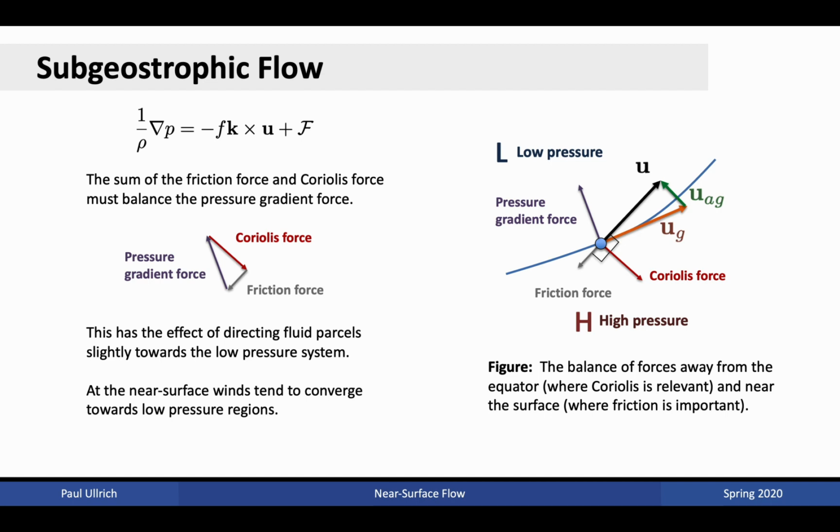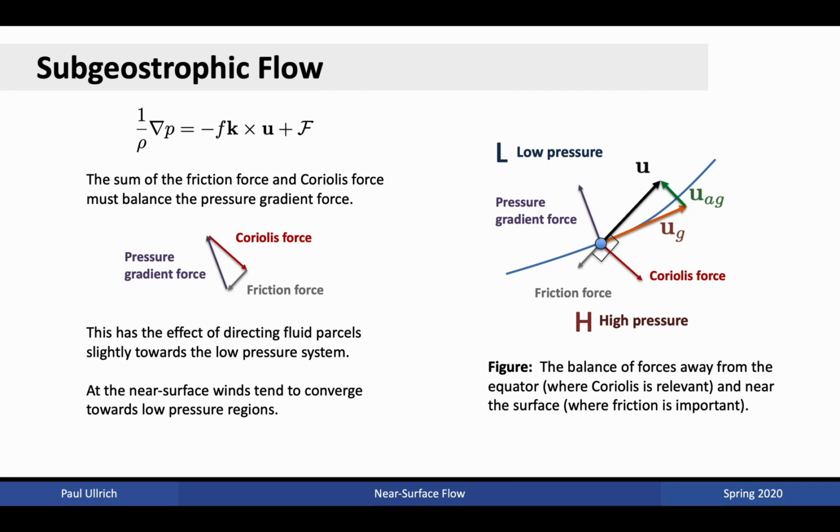The consequence for this in the near surface then is, in regions of low pressure, you tend to have convergent flow, that is, flow tends to move into the low. And for high pressure regions, we have divergent flow. That is, we have flow that moves away from the near surface high.